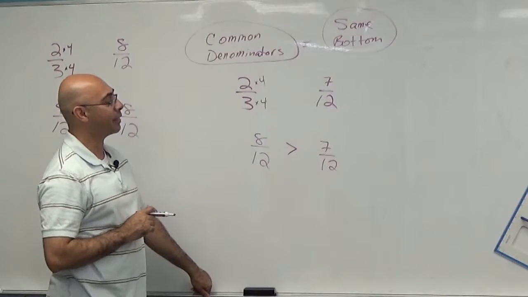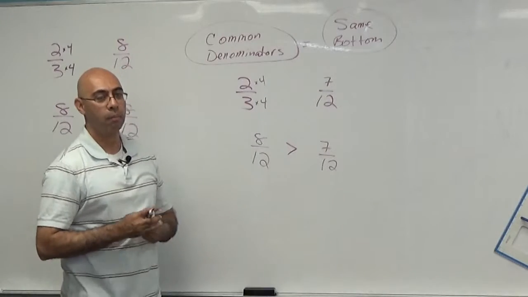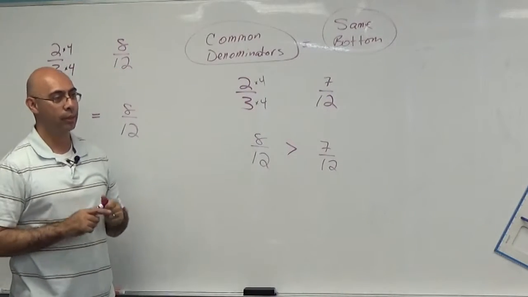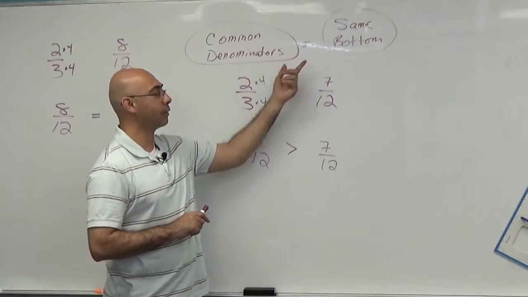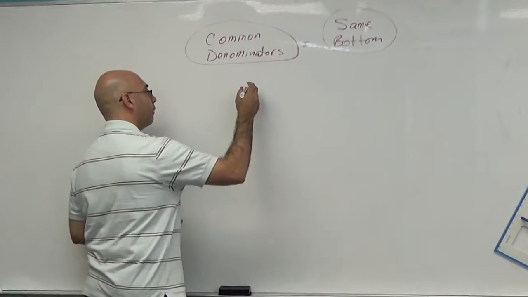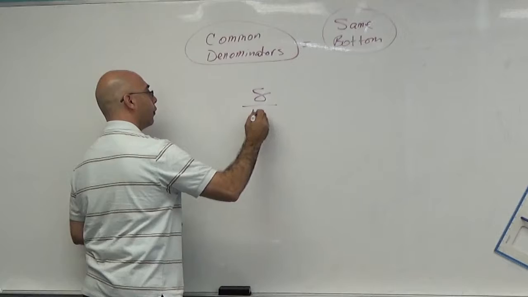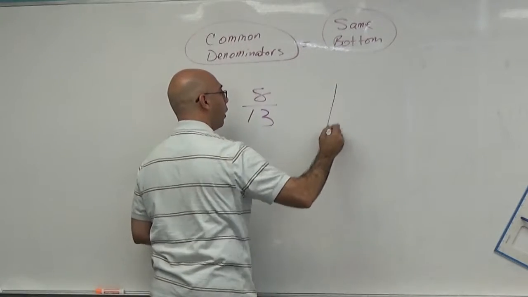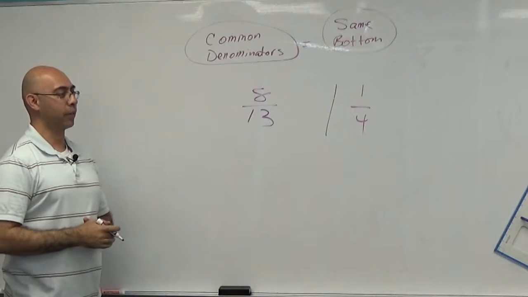So the idea is this. You need to have the what? Same bottom. Same bottom, or a common denominator. Common means same. Denominator, in this case with fractions, means bottom. Which is bigger? 8 over 13 or 1 and 1/4? Which is bigger?